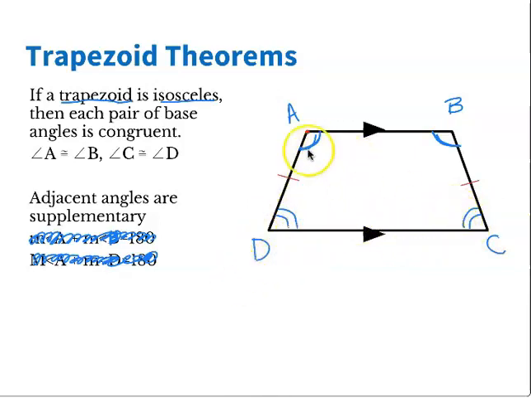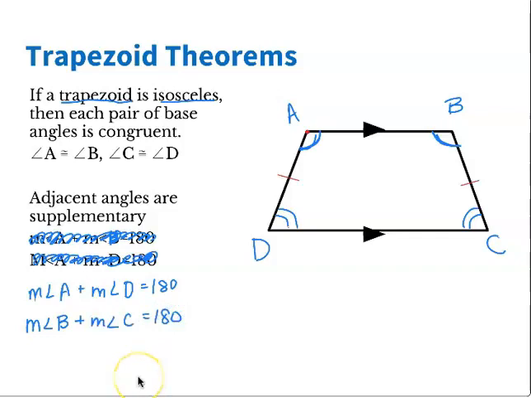Then if we were to add some of our adjacent angles, if we were to take the measure of angle A and add it to the measure of angle D, they're going to be supplementary. Remember, that means they're going to add up to 180 degrees. And then if we add our other two angles that are remaining, the measurement of angle B plus the measurement of angle C, we will also have a total of 180 degrees. Those two adjacent angles are supplementary.